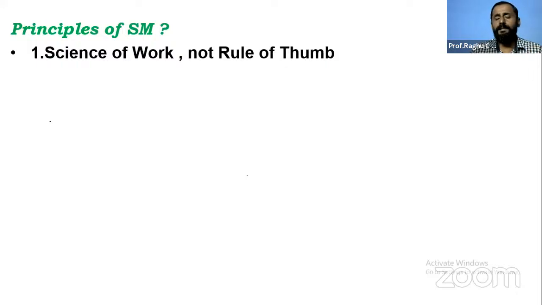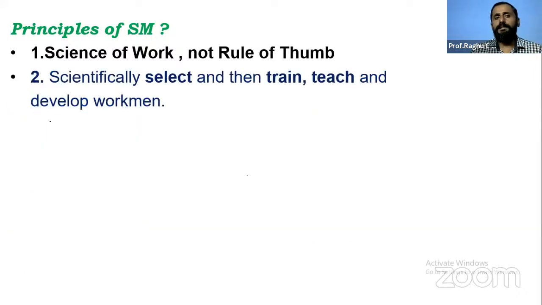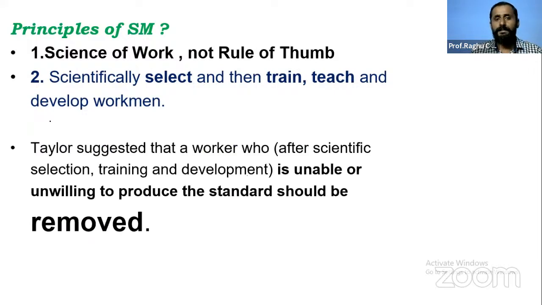So, principles of scientific management: in place of rule of thumb, there should be a science of work. There should not be rule of thumb. First is defining the work process in a scientific way. Work part is over. Then coming to human resource: scientifically select an individual, train them, teach them, and develop the workman. So here, work is properly defined. One best way of doing the work is already found by motion and time studies. Then workers are selected appropriately. And after doing all this, if there is no desirable result, then they should be removed.